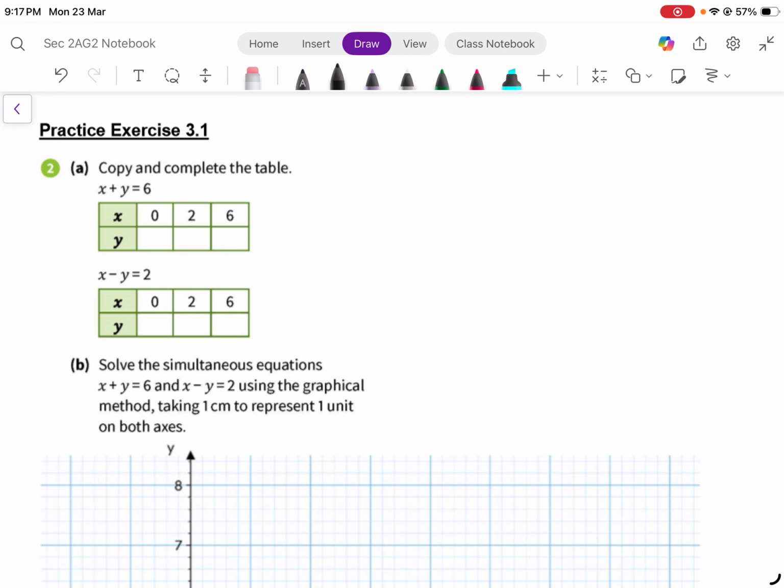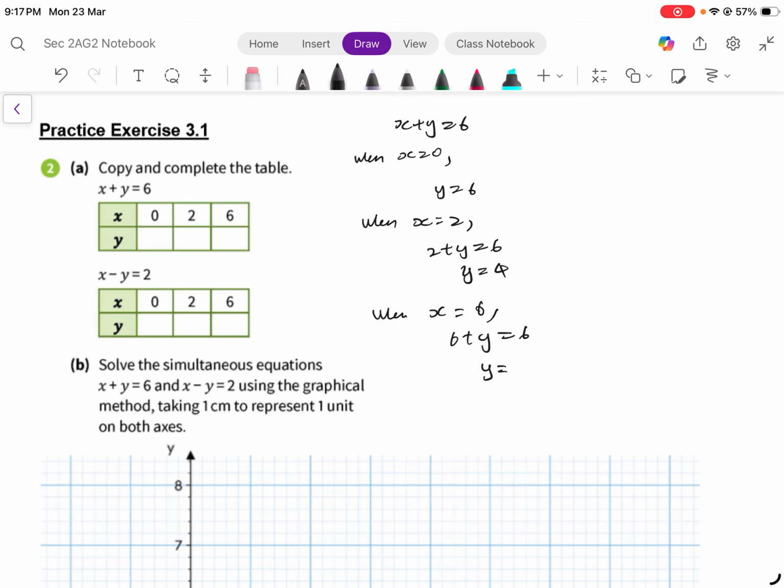x plus y equals 6. Okay, so from here we are going to find x plus y equals 6. So when x is 0, y equals 6. Okay, when x equals 2, 2 plus y equals 6, y equals 4. When x equals 6, 6 plus y equals 6, y equals 6 minus 6, 0.